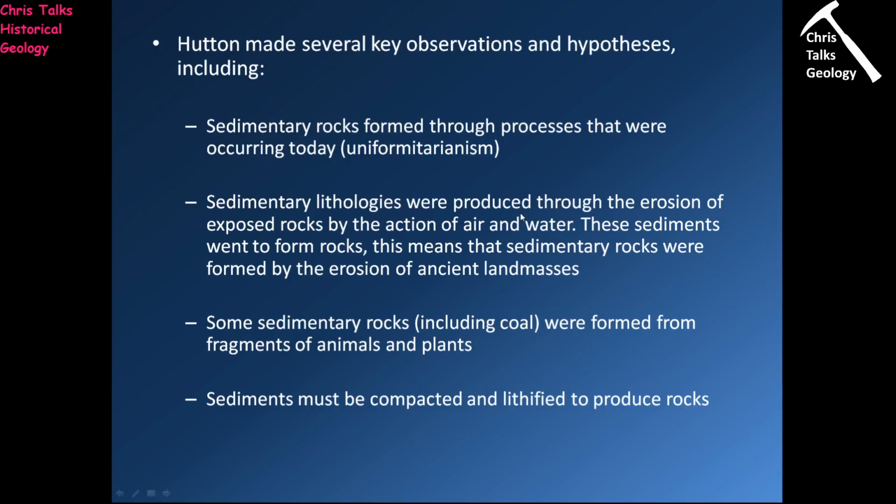So Hutton made several key observations, and these are very, very important, and they underpin modern geology. The first thing he noticed was that sedimentary rocks formed through processes that were occurring today. So this is the principle of uniformitarianism. What he realized was when he looked at sedimentary rocks, he could see structures and processes that were occurring in modern systems. And so he extrapolated and said, right, these sedimentary rocks clearly formed through the processes that I can see happening today.